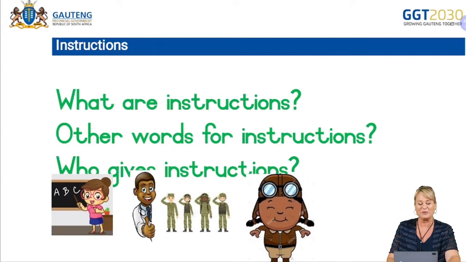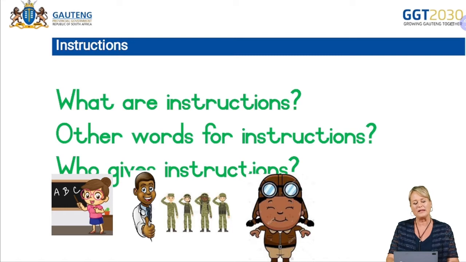So let us begin with our instructions. First of all, let us understand what are instructions. Instructions are when somebody says something and you have to follow what they say. So you are obeying their instruction. You are doing what they ask you to do. Other words for instructions, perhaps you will hear the word command. A command is also something that you must do or follow.